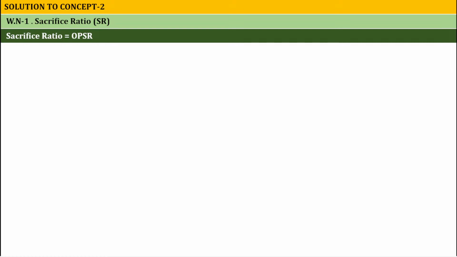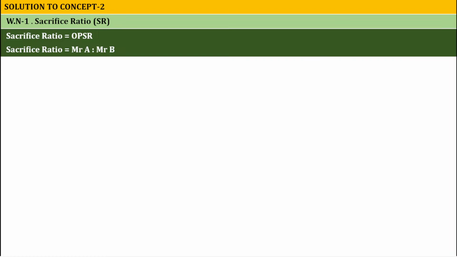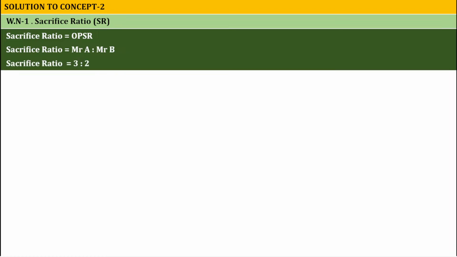Why? If in the question only the OPSR and the new partner's profit sharing ratio are given, in such a situation the sacrifice ratio equals the OPSR. This is the concept. While calculating the sacrifice ratios, I'll make a separate video. At that time, I'll explain it. Sacrifice ratio for Mr. A and Mr. B is 3:2, because the OPSR becomes the sacrifice ratio. Okay. I think everybody is understanding it. If you are understanding it, give a thumbs up. Let us continue.